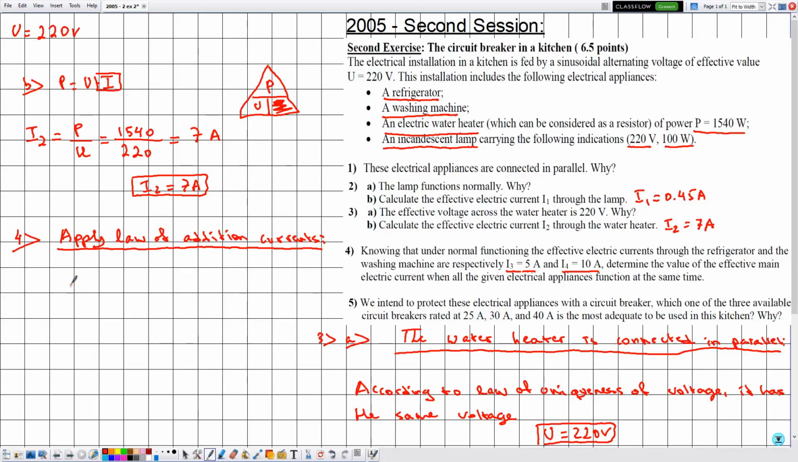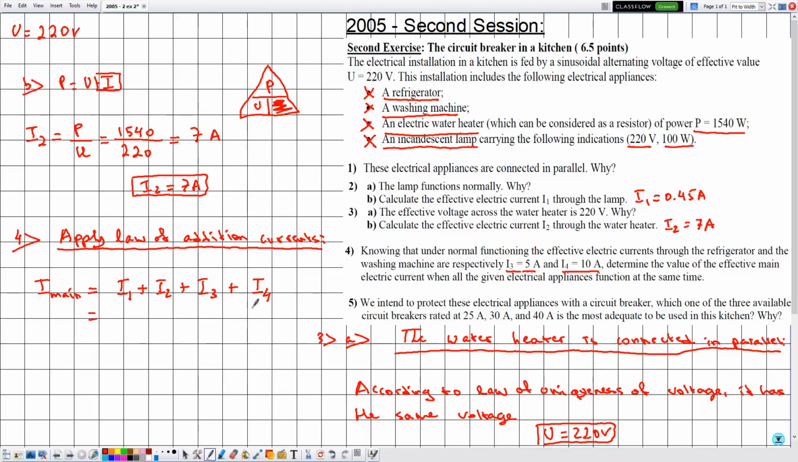Then how do we apply this law? Always on the left we write the main current, and on the other side we write the different currents crossing different electric appliances or different electric components. Let's start with the lamp, which is denoted by I1. So we are done with the lamp. Then the electric water heater, which is denoted by I2. And across the refrigerator, which is denoted by I3. And across the washing machine, which is denoted by I4.